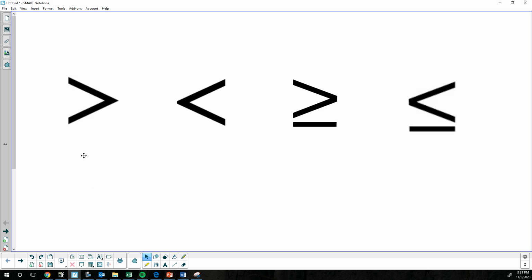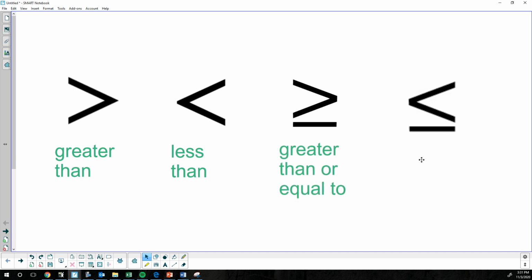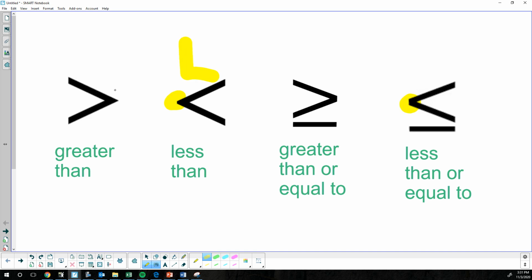So from left to right, the first one is greater than, the second one is less than, the third one is greater than or equal to, and the fourth one is less than or equal to. So it can help to remember that the less than symbols point to the left. They even kind of look like a little L, kind of squished over on its side. Maybe that'll help. All right, moving on.